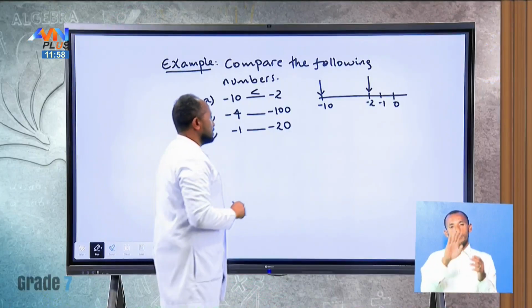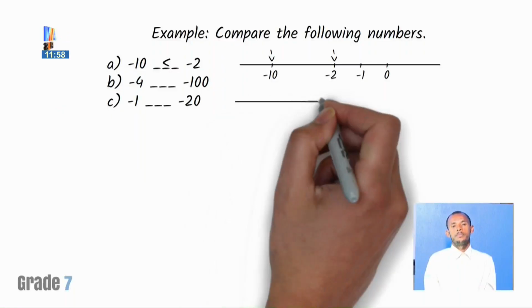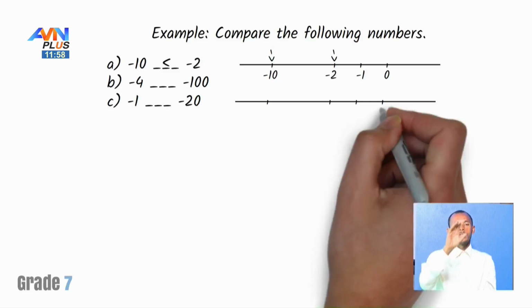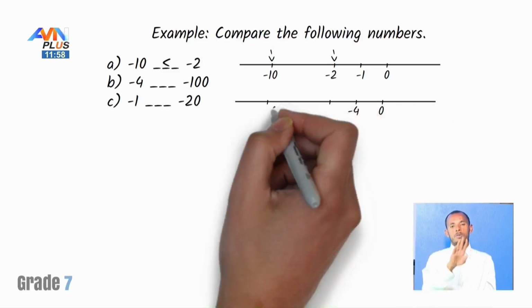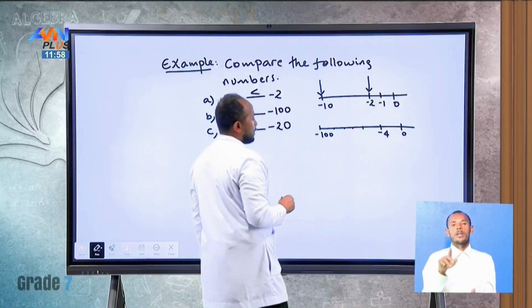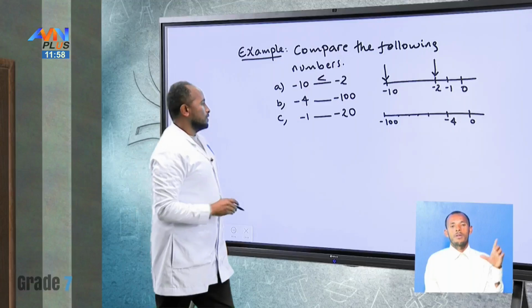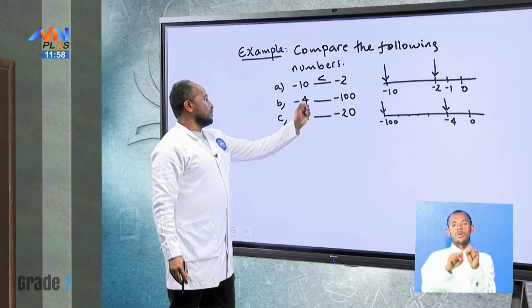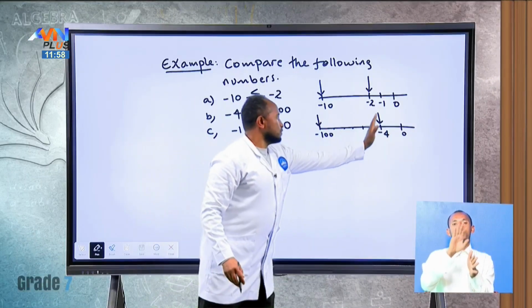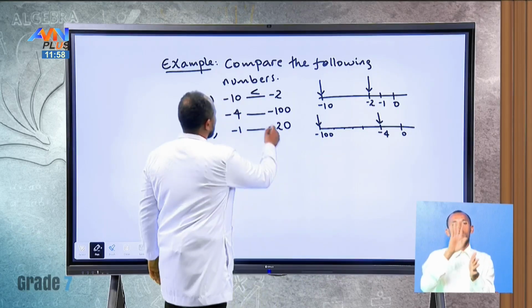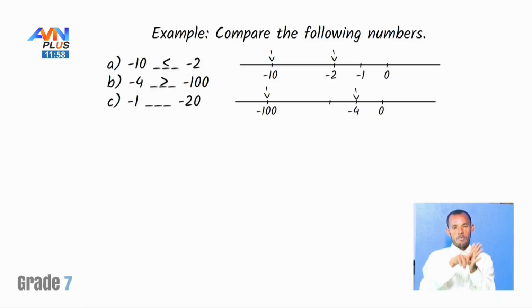Let's compare these two numbers. Negative 4, okay? 0, 1, 2, 3, and so on. Negative 4 you may have here, and then when you proceed, you may arrive at minus 100. Therefore, the location of negative 100 is here. The location of negative 4 is there. So, negative 4 is to the right of negative 100. So, minus 4 is bigger. Therefore, negative 4 is greater than negative 100.